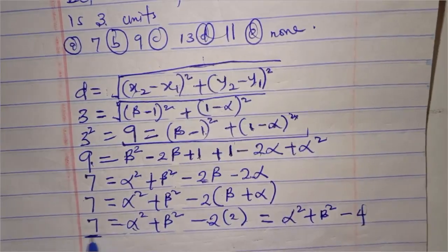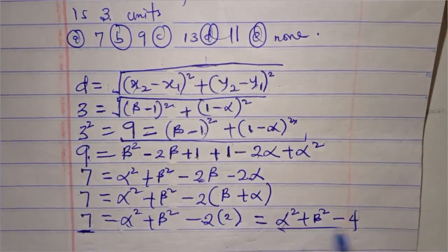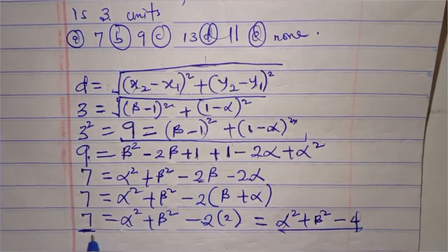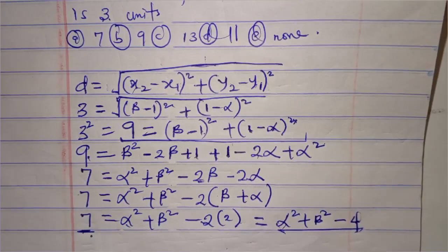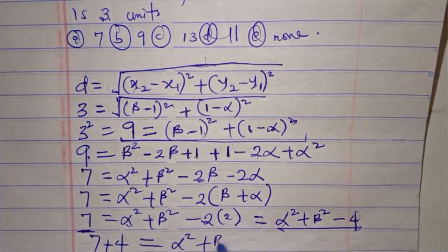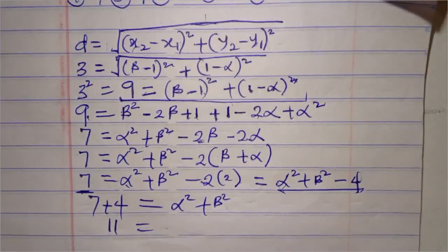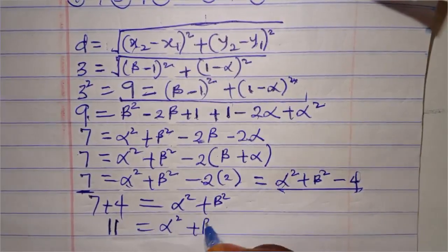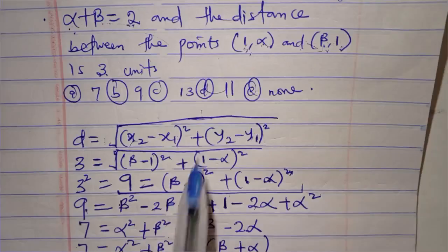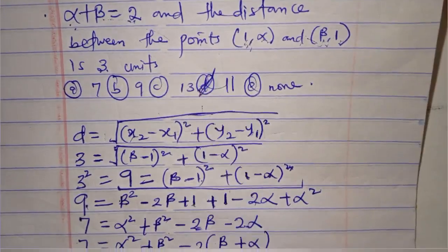So we are working with this now. If 4 crosses to the other side, it becomes 11. So 7 plus 4 is equal to alpha squared plus beta squared, and that's 11. So 11, which is 7 plus 4, is alpha squared plus beta squared. So option D is the correct option.